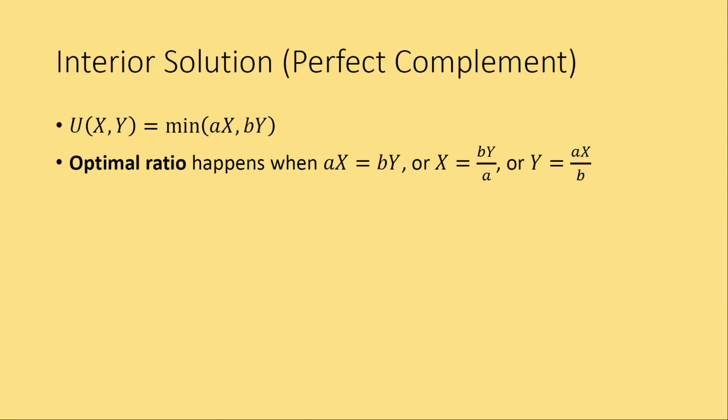So, if we have the utility function, the general form, we already showed it in the previous slide. The optimal ratio happens when ax equals by. We can write x in terms of y, or y in terms of x. Later on, when we have the numbers, we can combine this with the budget constraint, and effectively we are going to substitute either x or y into the budget constraint equation, and solve for the number of x and y.